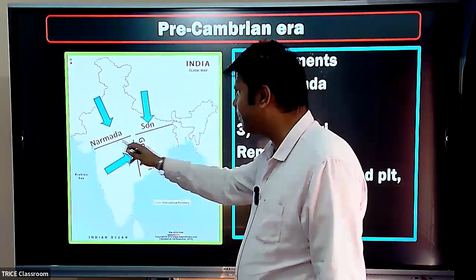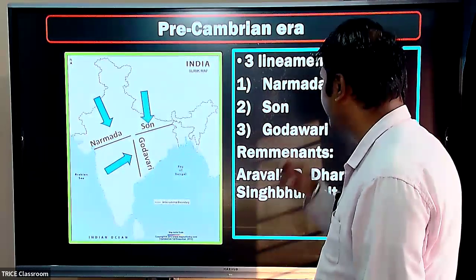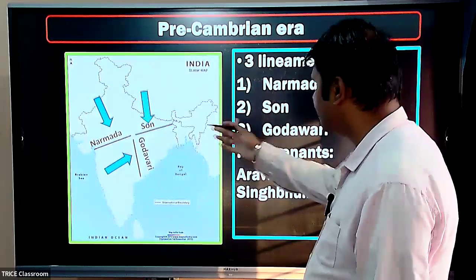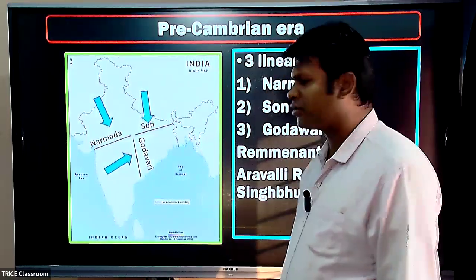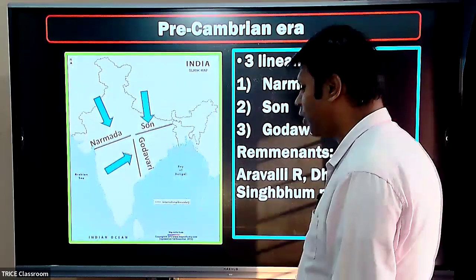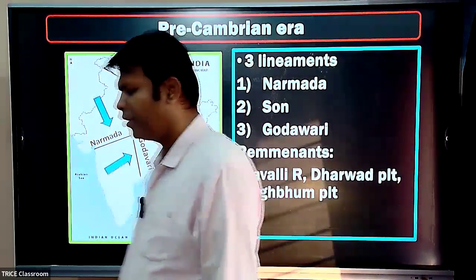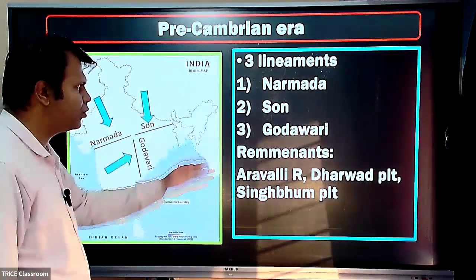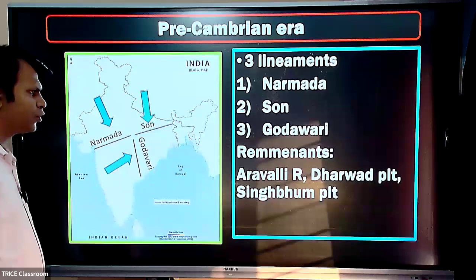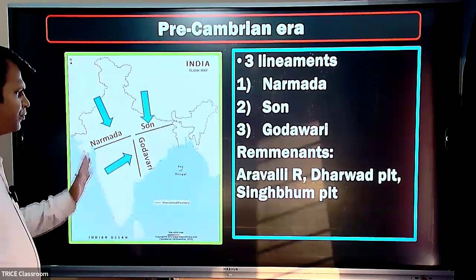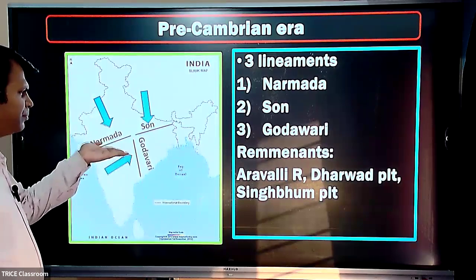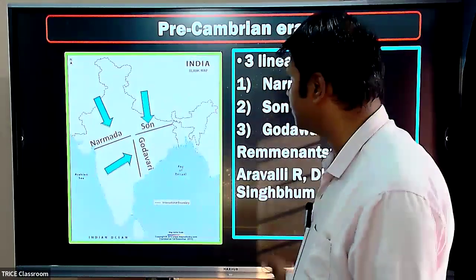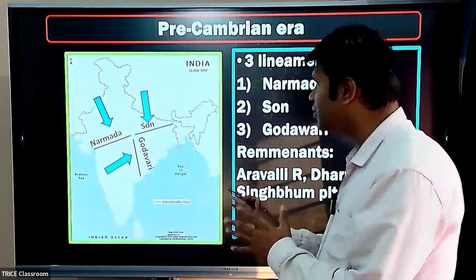It is in this gap that you find these rivers flowing today: the Narmada River, the Son River, and the Godavari River. So that's why we've named these joints after these particular rivers. The joints are called lineaments. So there are three lineaments: Narmada lineament, Son lineament, and Godavari lineament. So today what you find is the Dharwad plateau, the Singhbum plateau, and the Aravali range or the Aravali plateau, right? These are the three plateaus that have today formed the original Indian plate.